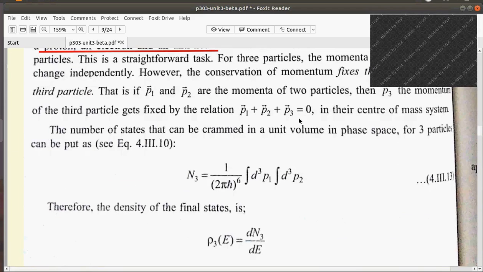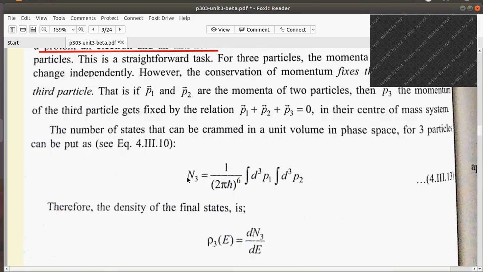From this relation, P1 plus P2 is available, then P3 can be easily found out. So there is no need to add an integral for P3. That is why there is no calculation of P3 involved. So there is only 2 pi h cut cube into 2 pi h cut cube, twice.